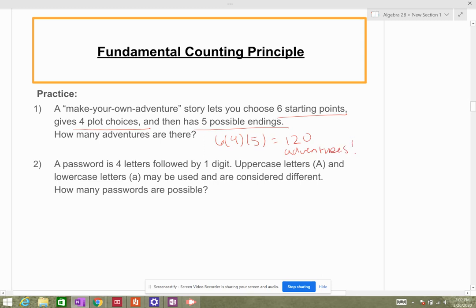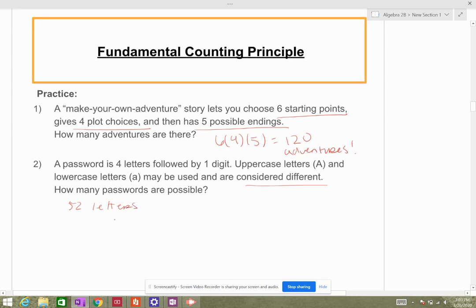A password has 4 letters followed by 1 digit. Uppercase A and lowercase a may be used and are considered different. How many passwords are possible? Okay, well, how many letters are in the alphabet? There's actually 26 letters in the alphabet, which means if uppercase and lowercase are considered different, that would mean there are 52 letters total to choose from.